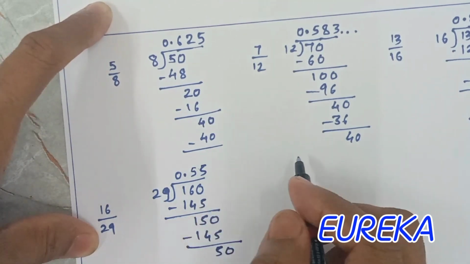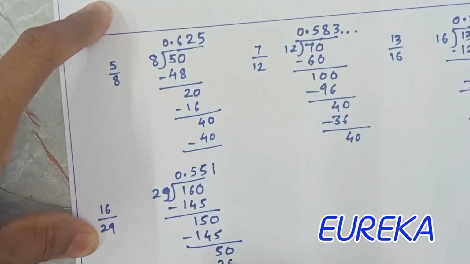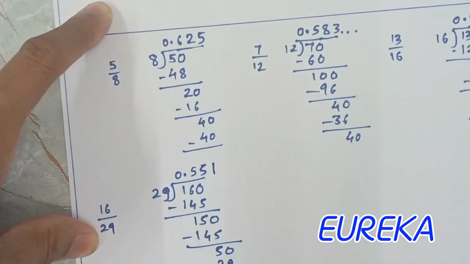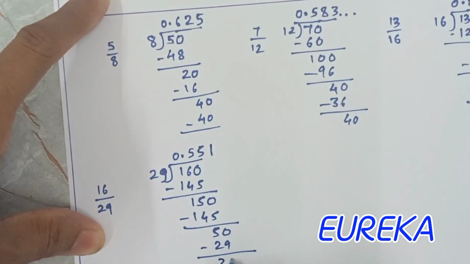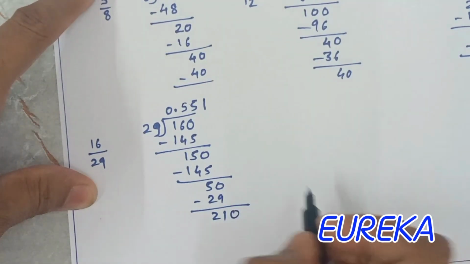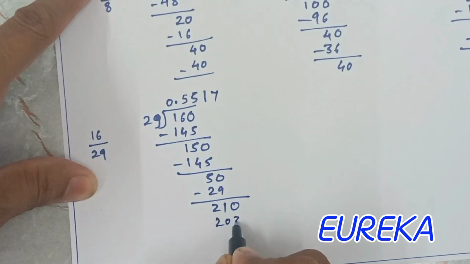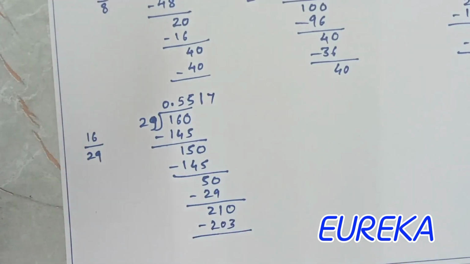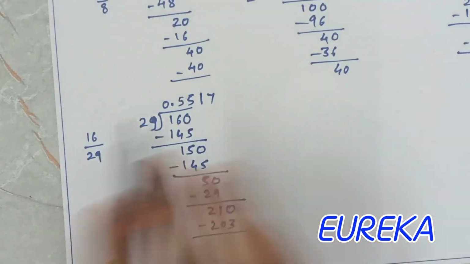29 ones are 29, twos are 58 which is greater, so ones are 29. So what we'll get here? 50 minus 29, it will come out 21. 21, if I write 210, so I'll get 7s are 203. So this way it will take a long time. It means the number of calculations it will take, so around 5517, and it is going on.